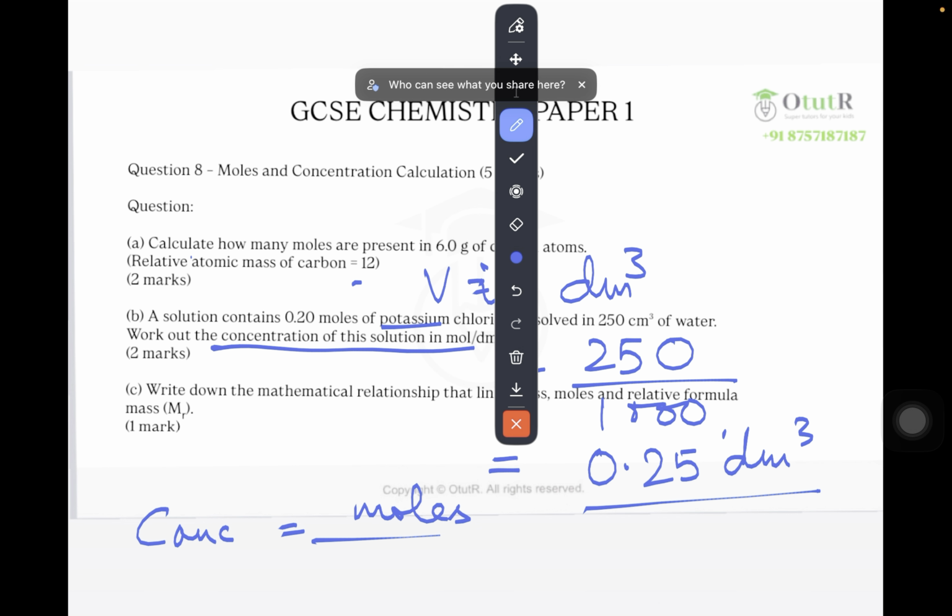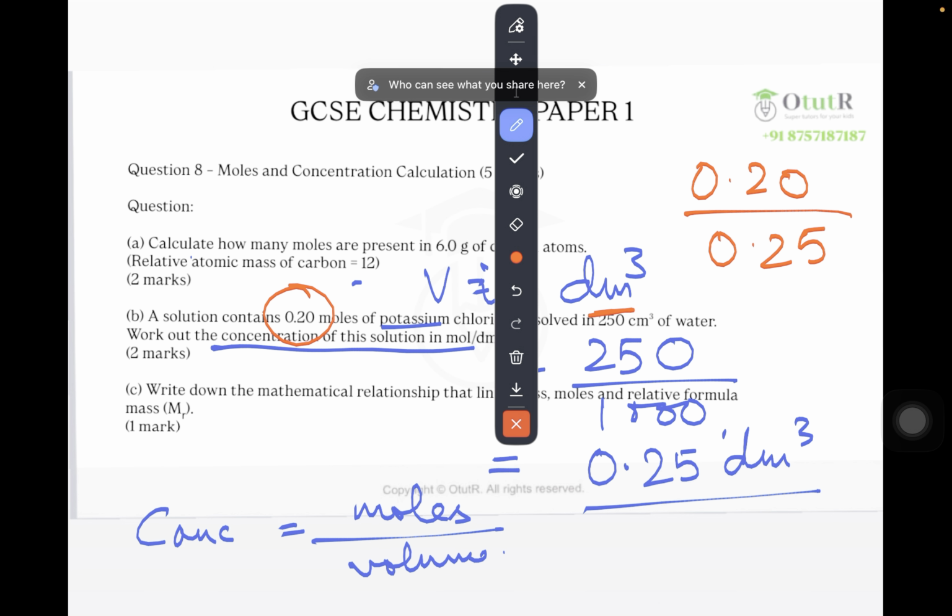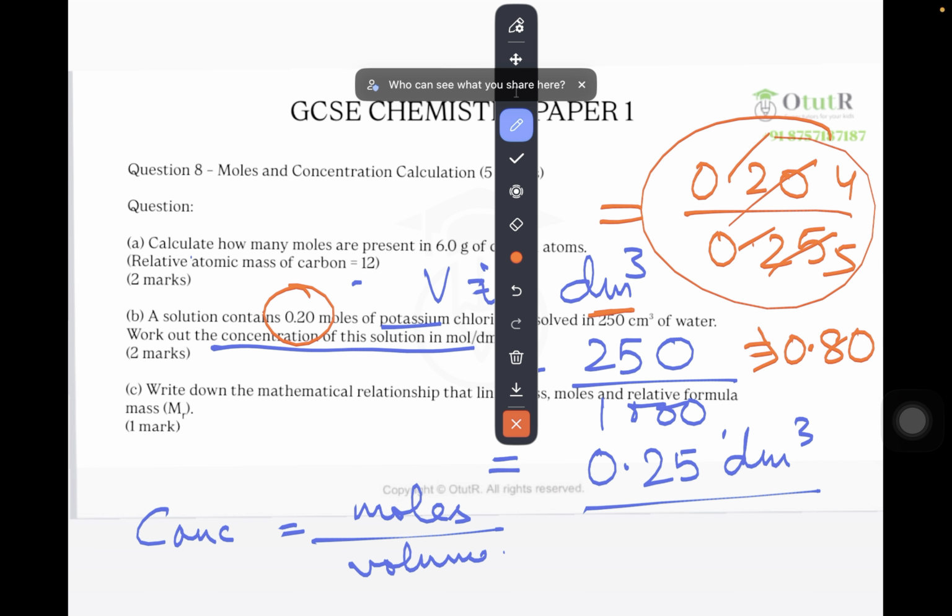Now concentration. For concentration we have the formula of moles upon the volume. How many moles do we have? 0.20. What is the volume in decimeter cube? It is 0.25. If we solve this, removing the decimals, we get 4 upon 5, which is 0.80 mole per decimeter cube. Okay, this is how we do it.